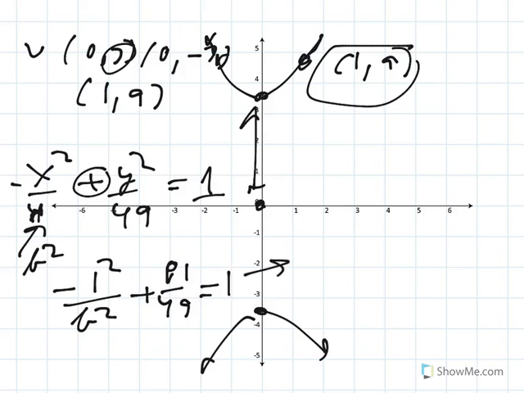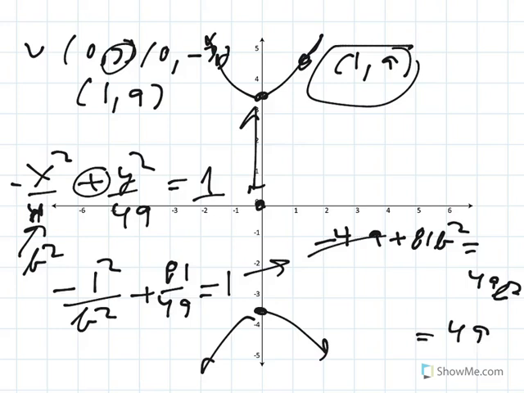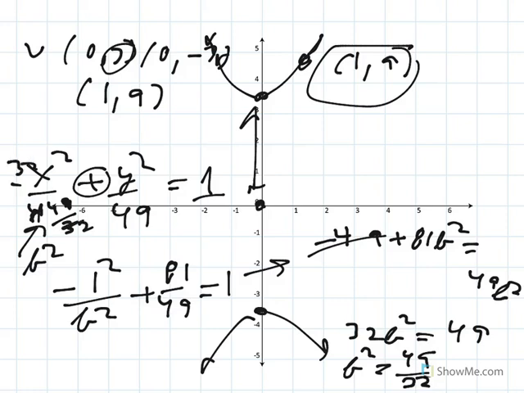So minus 1 squared over b squared plus 81 over 49 equals 1. I like to multiply everything through by b squared, or how about by 49b squared? So I get minus 49 plus 81b squared equals 49b squared. Add the 49 to both sides. Subtract the 49b squared from both sides. Get 32b squared equals 49. So b squared is 49 over 32. And I'll just put that right under there. Leave it like that. If you really want, you can bring the 32 up, but you don't have to.